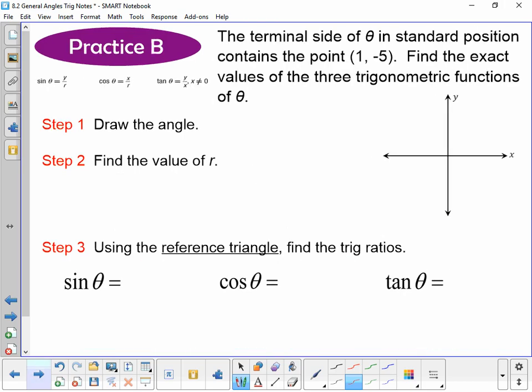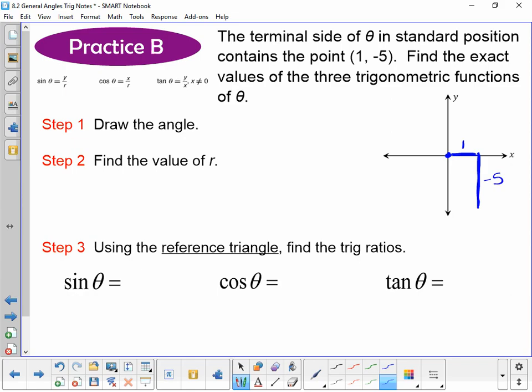Let's try another one. It is a hard process, but don't worry, you will get the hang of it. So we now have a terminal side of theta that contains the point (1, negative 5). If I think about drawing this angle, I like to follow my path from the origin to that point. To get to the point (1, negative 5), I go over 1, and I go down 5.